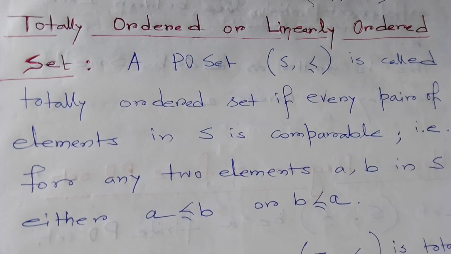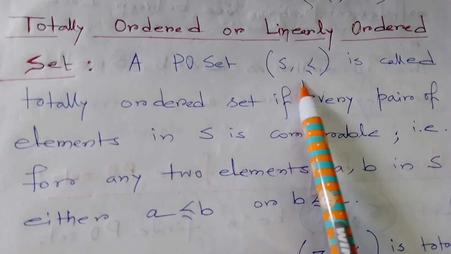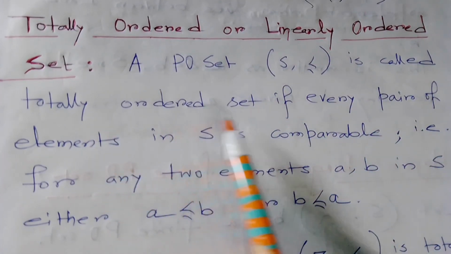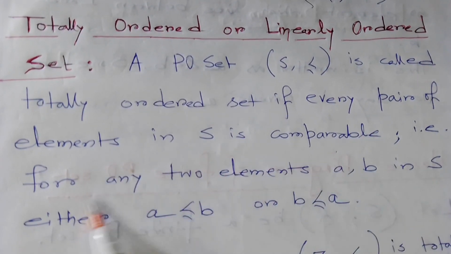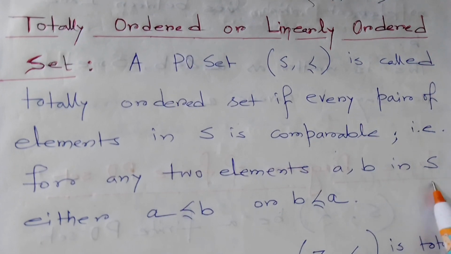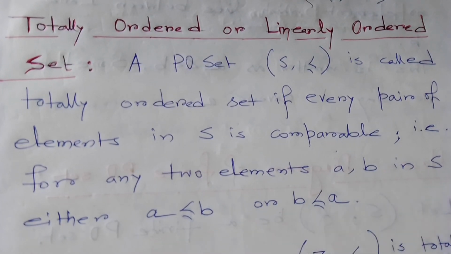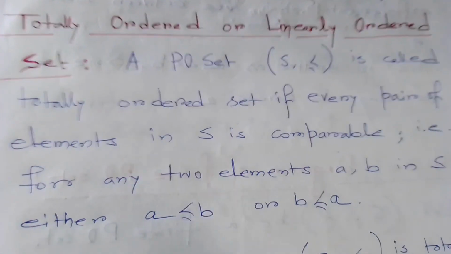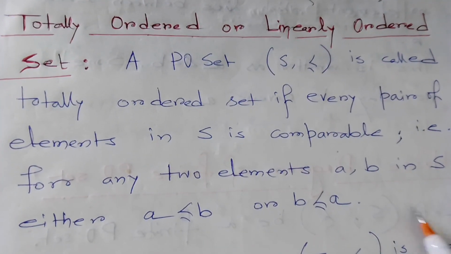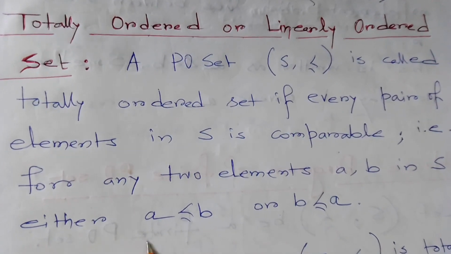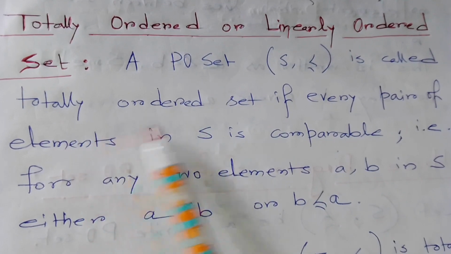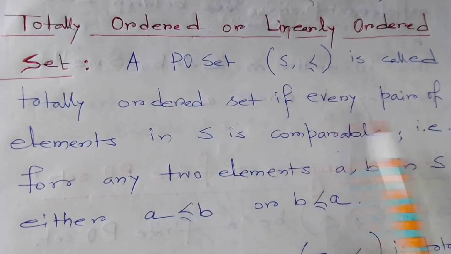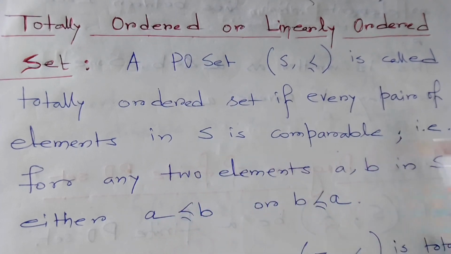Now, totally ordered or linearly ordered set. A poset (S, ≤) is called a totally ordered set if every pair of elements in S is comparable. Like for any two elements A, B in S, either A ≤ B or B ≤ A. If this condition is true, then the set will be a totally ordered set, because every pair of elements in S is comparable.